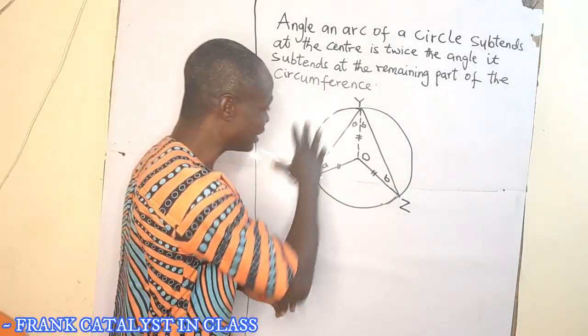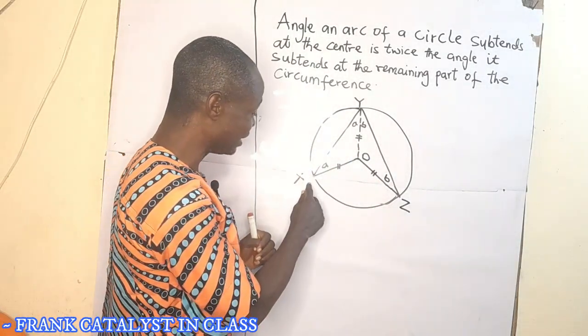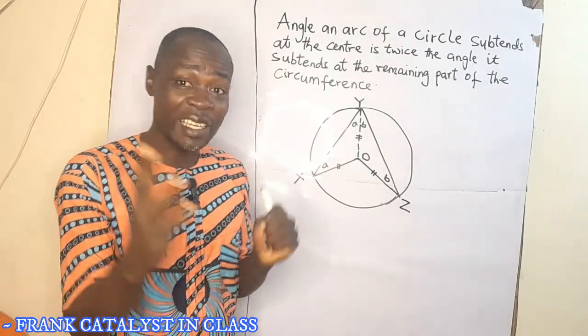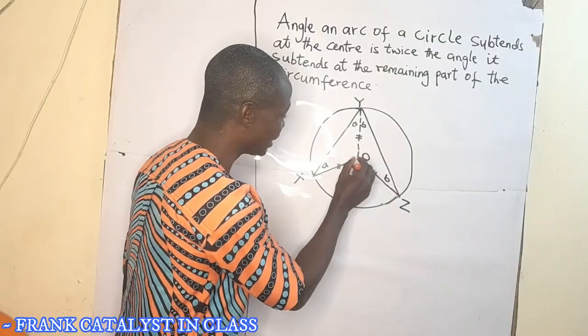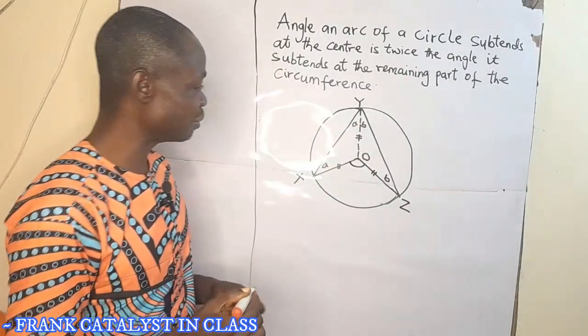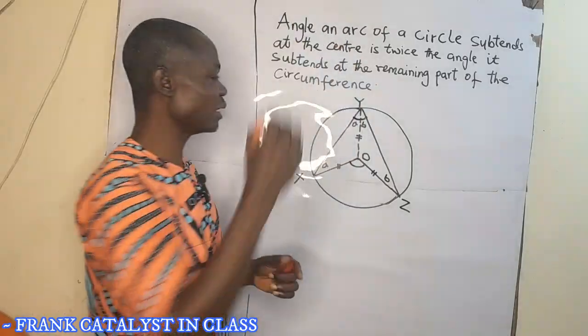So now look at this diagram. When you look at the diagram, you can see that I have the angle at the center. So you always see the angle at the center. The angle at the center is here. That is my angle at the center. And then this is my angle at the circumference.